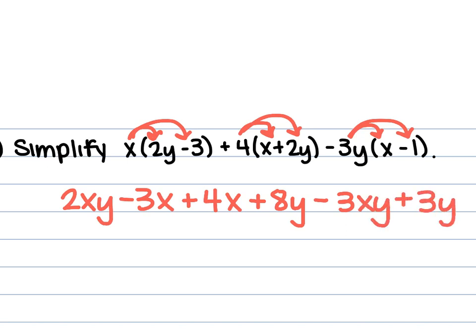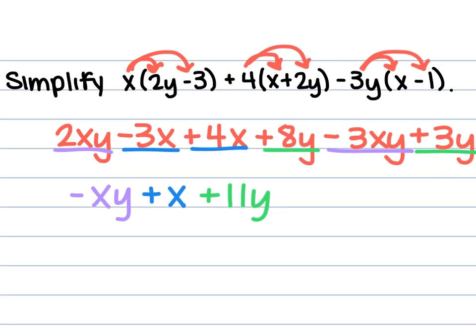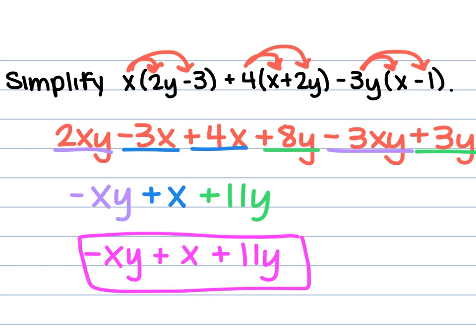So then start combining your like terms. The 2xy matches with the negative 3xy, so it's going to give us a negative xy. The negative 3x matches with the 4x, this is going to give us a positive x. And then we have an 8y, which matches with the 3y, which is going to give us a positive 11y. So this is negative xy plus x plus 11y. And again, this is standard form because that xy has a degree of 2, the x has a degree of 1, the y has a degree of 1. So after your highest degree term comes your alphabetical order if you have terms that have the same number of degrees.